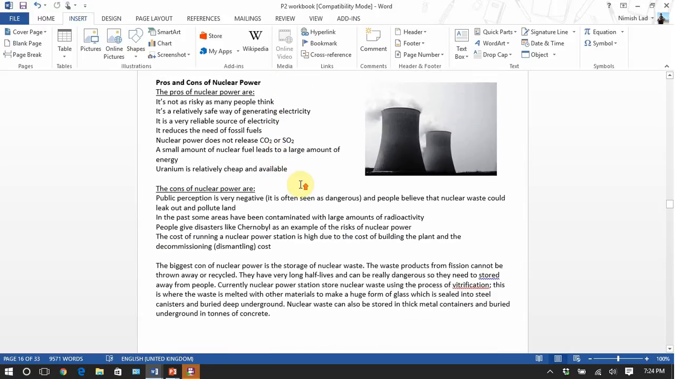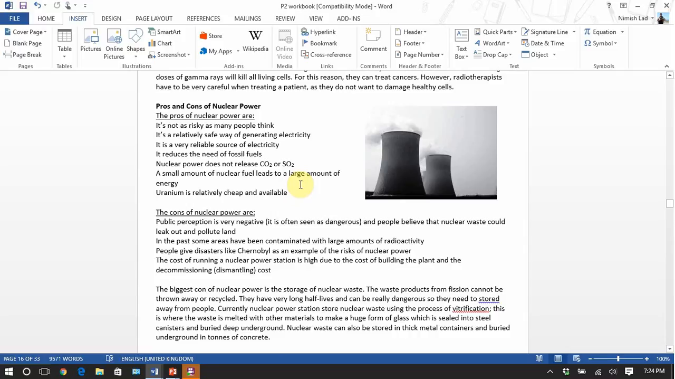The last thing we need to talk about is the pros and cons of nuclear power, and therefore the issues to do with storage. The main pro of nuclear power is it produces a large amount of energy. It's safe. It's not as risky as people think. It's only when people do inappropriate testing of nuclear power stations that issues have happened.